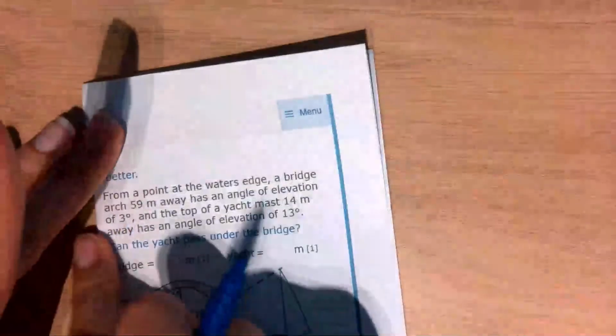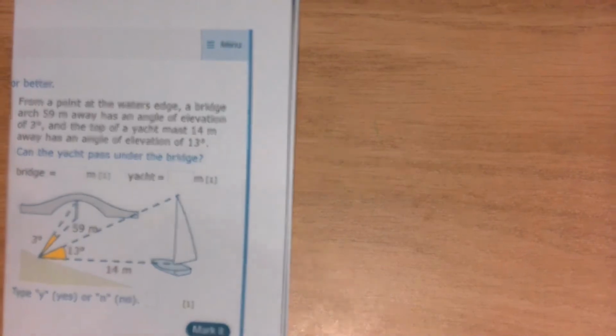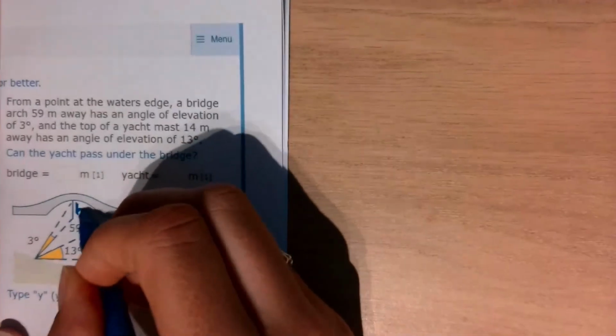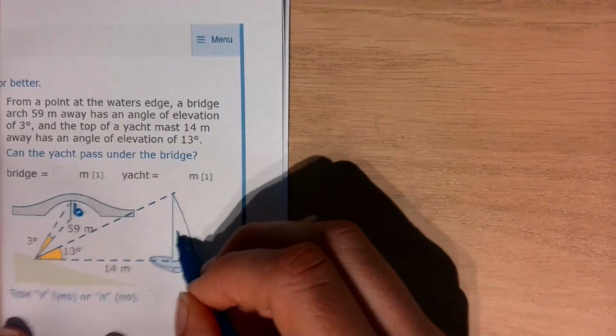Right. I love this kind of question. That's just because I'm a maths teacher, so I'm weird. From a point to the water's edge, a bridge, arch, and a yacht. Can the yacht pass under the bridge? So we need to work out how tall the bridge is. I'm going to call that B, and how tall the yacht is. I'm going to call that Y.